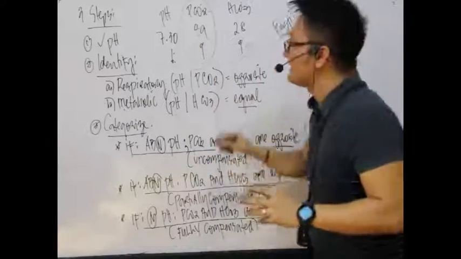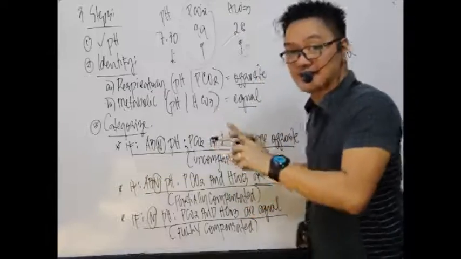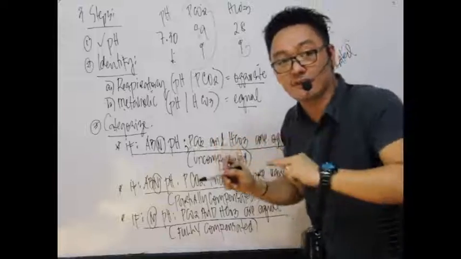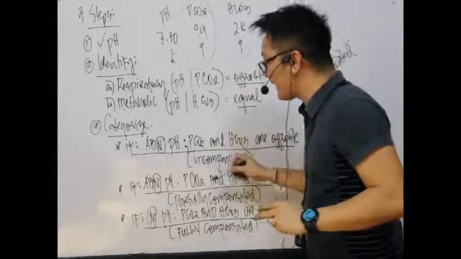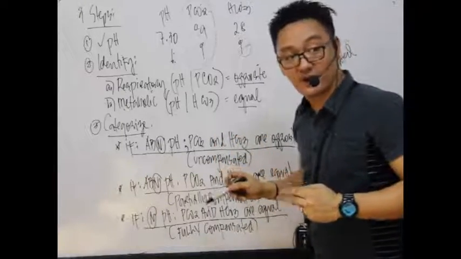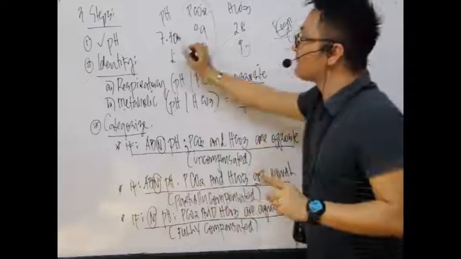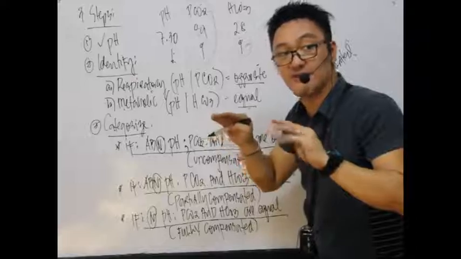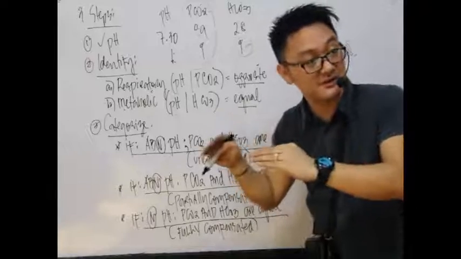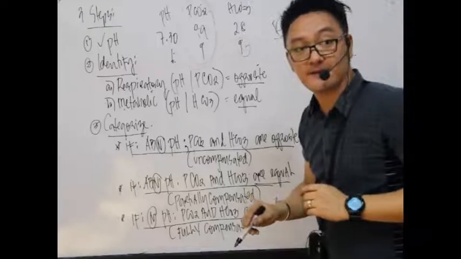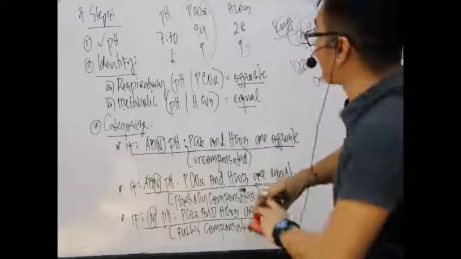But sad to say, even if the bicarb rises, the pH did not normalize. Therefore, the help was unsuccessful. We label it as partially compensated. But if the pH normalizes, therefore, the help was successful. Therefore, that falls under fully compensated. Clear? Let me give you another example.